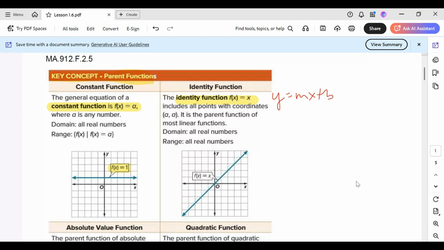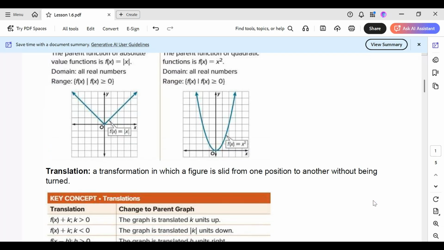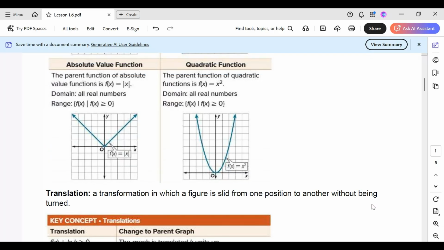Then we have our absolute value functions. We just finished learning about those, where we have f of x equals the absolute value of x. Again, notice that the domain is always all reals, and our range depends on where the lowest y value is. So in this one, the y value is at 0, so it's going from 0 to infinity.